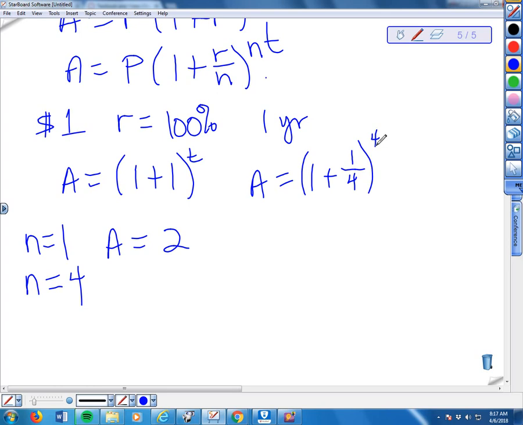$1.25. I get 2.44. Did someone else get something different?